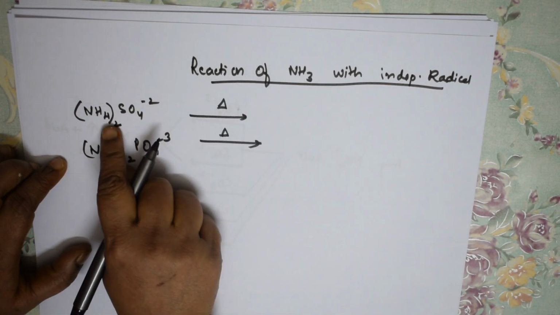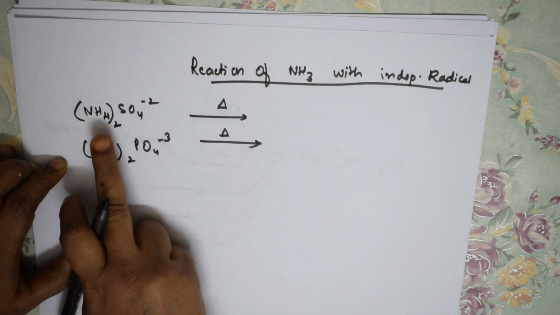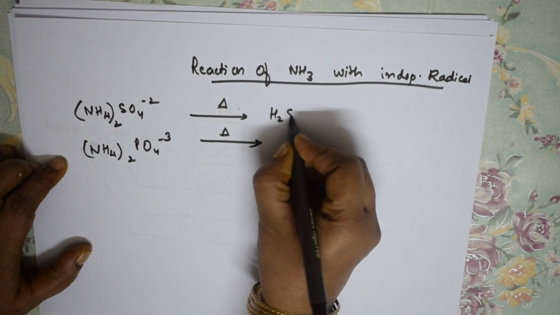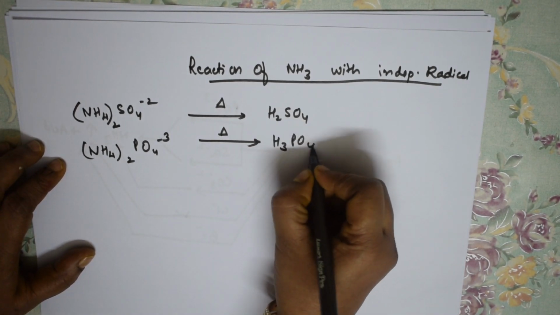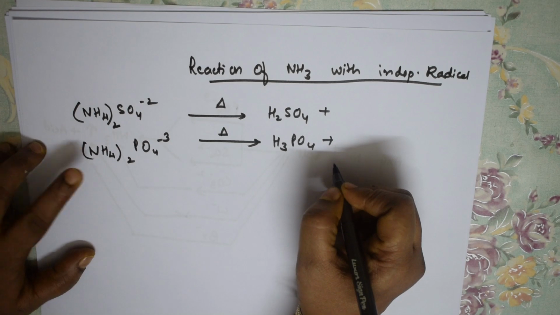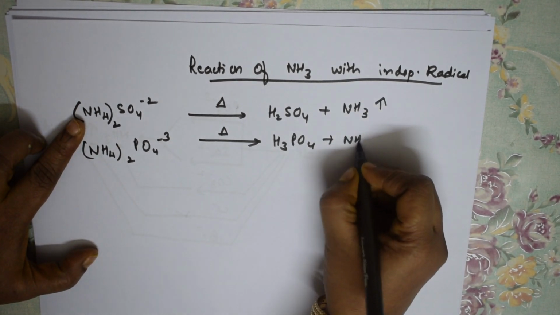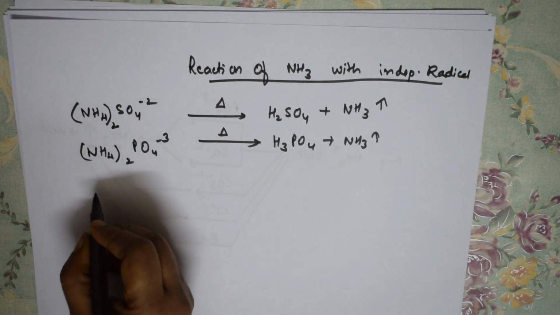They said it's going to give an acid plus which gas? It's going to be acid plus your ammonia gas. So what is the acid present in this? What is the acid present in this? Sulfuric acid. What is the acid present in this? Phosphoric acid. Correct. Now, along with this, what should come out? Ammonia gas should come out. Ammonia gas. Perfect. Correct.